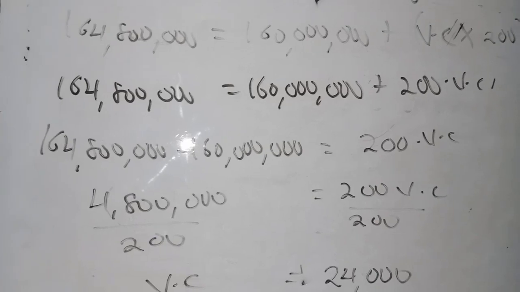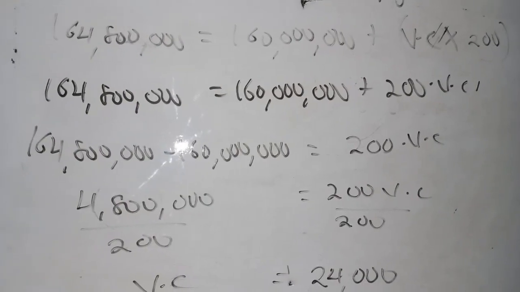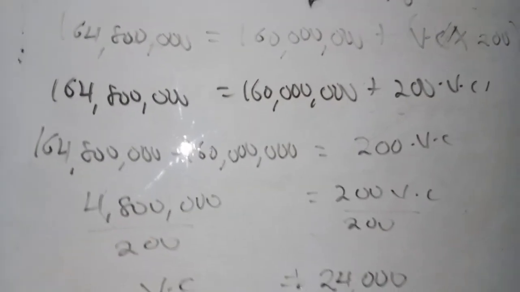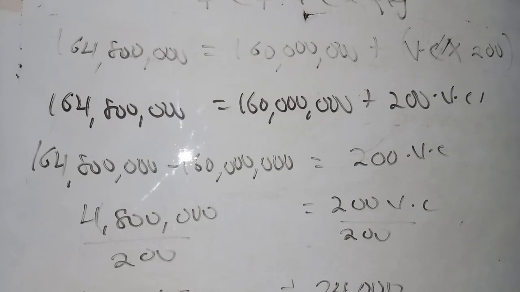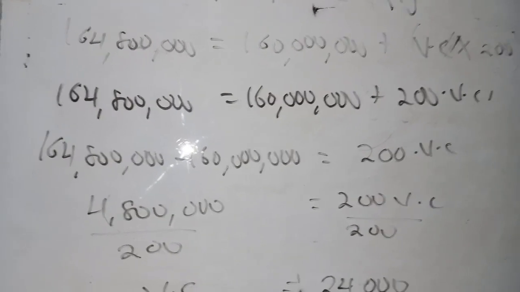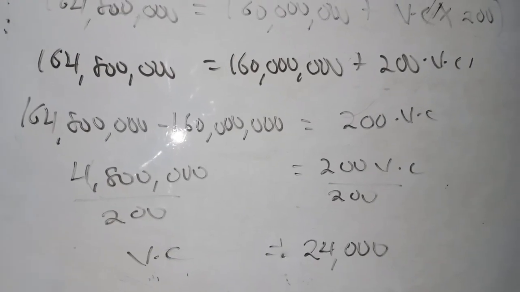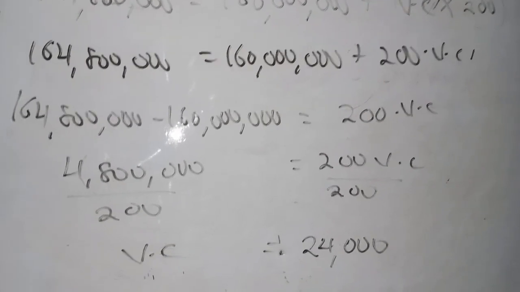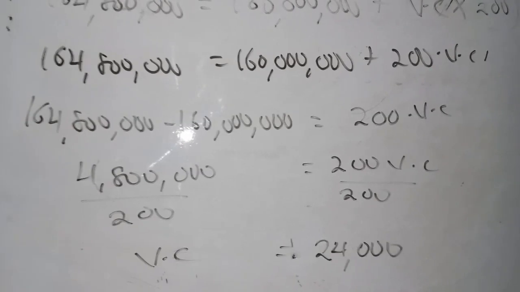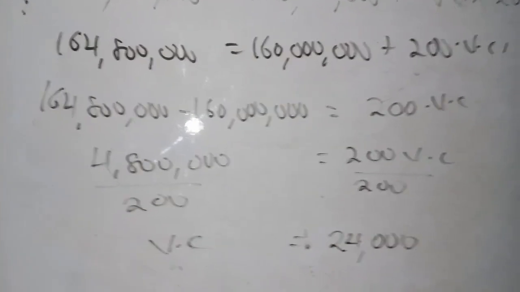Automatically, the 4.8 is the total variable cost. So the difference, which is 4.8, is the total variable cost, which will equal 200 VC. When I divide, I'll get the variable cost per unit. So that means I'm able now to achieve my variable cost per unit. That's a starting point for me.